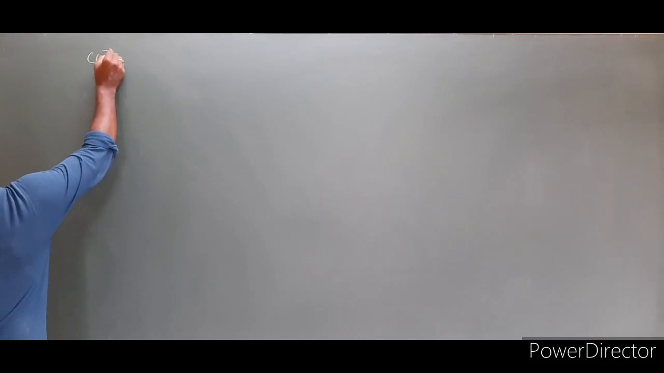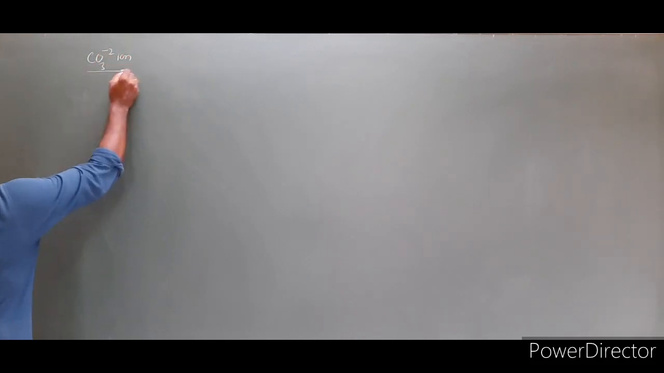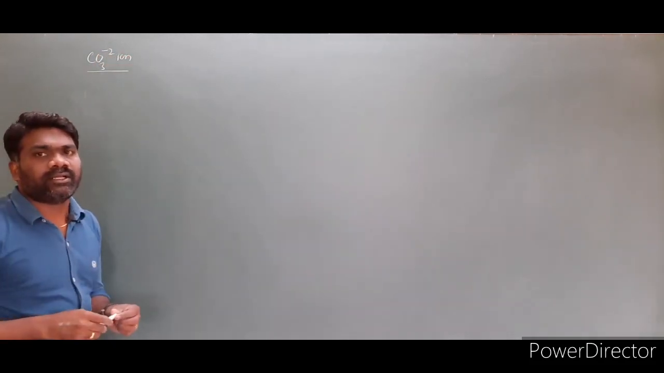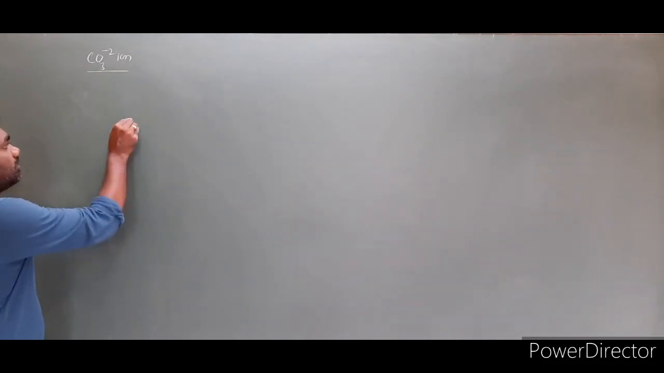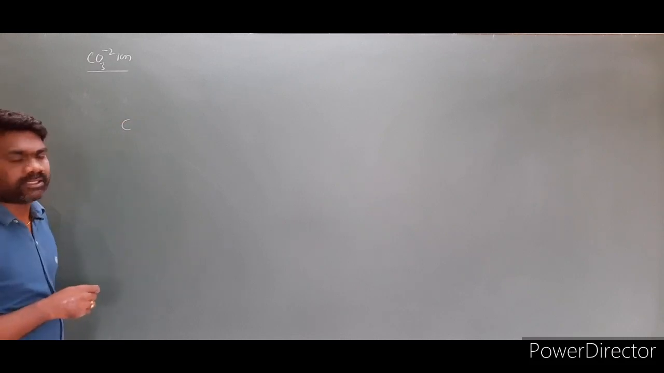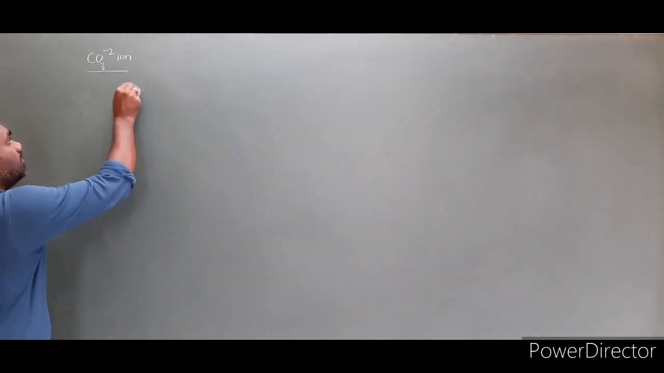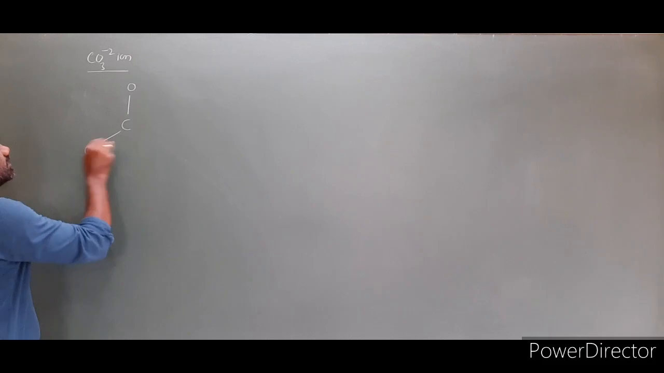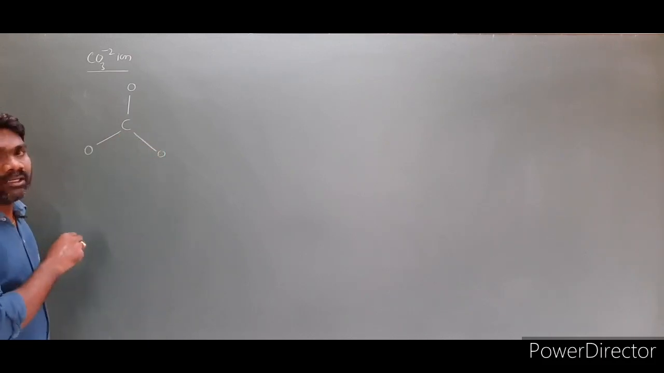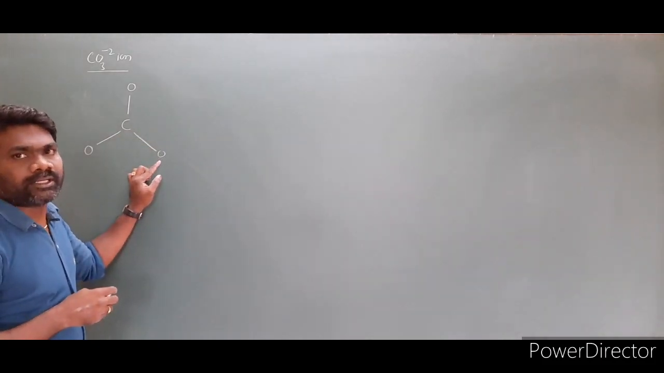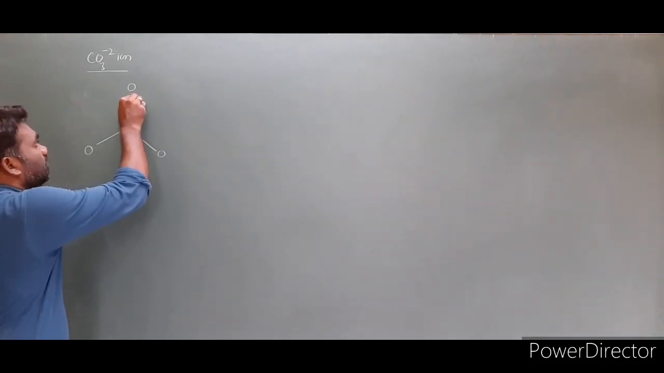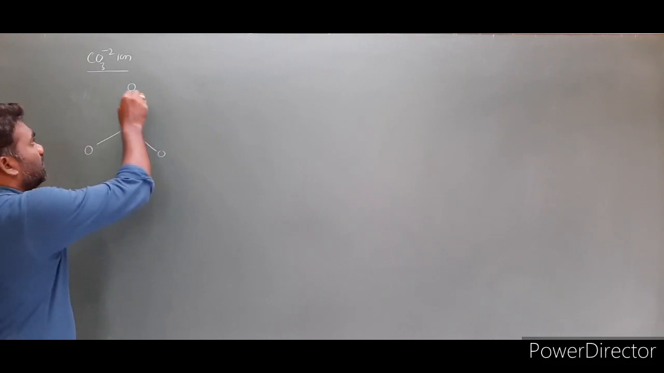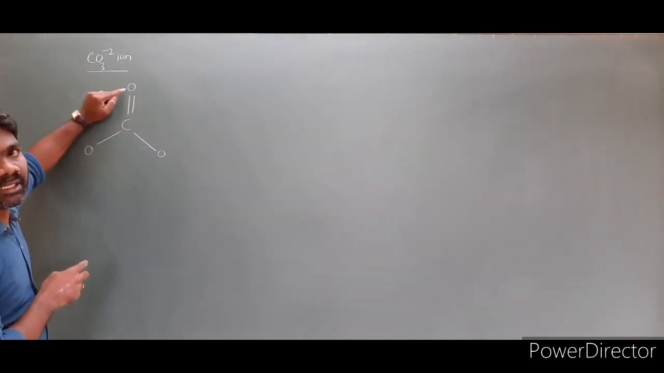I am taking a CO3 2- ion. First we have to write the Lewis structures for the CO3 2- ion. Carbon is least electronegative, placed at the center, and this carbon is bonded to 3 oxygens like this. Clear? And we have to satisfy the octet configuration for each atom in this molecule. Now I am taking a double bond here, and to this oxygen, how many electrons are there?